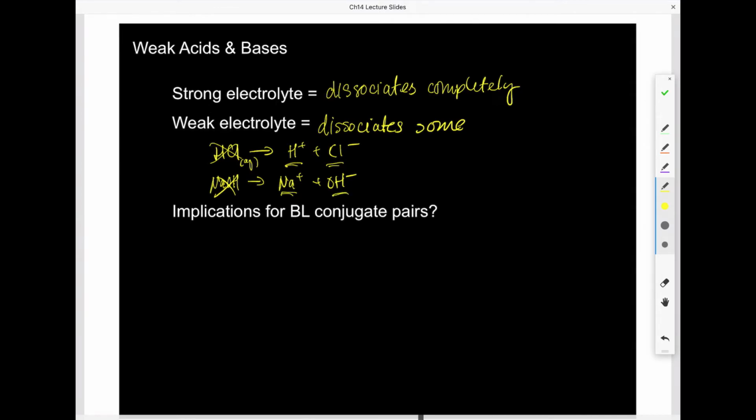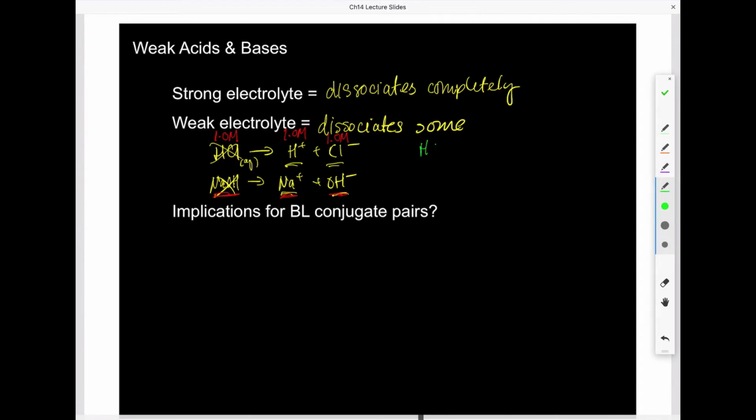Which then, by extension, let's say that I started off with 1 molar HCl, I now have 1 molar H plus and 1 molar Cl minus. Does that make sense? Or if I had 1 molar sodium hydroxide, I now have 1 molar sodium and 1 molar hydroxide. All right, so then that brings us to the case of weak electrolytes, which are different.